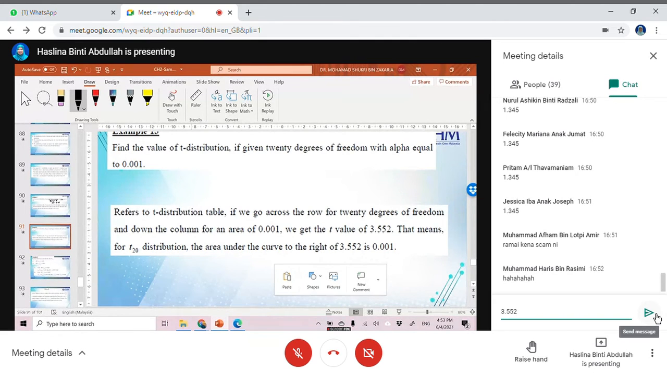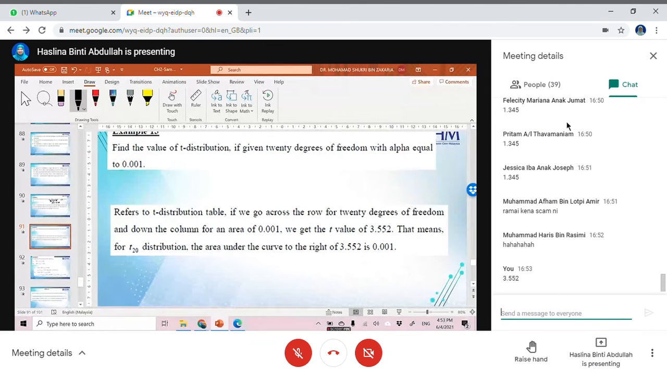20 degrees. Semut pula dah. Semut dekat aku punya skrin ni.